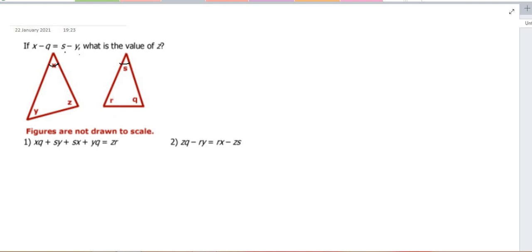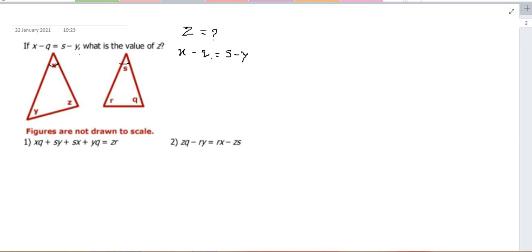Okay, so you are given that x minus q is equal to s minus y. That means the difference of these two angles and the difference of these two angles are equal. So you have to find the value of angle Z.